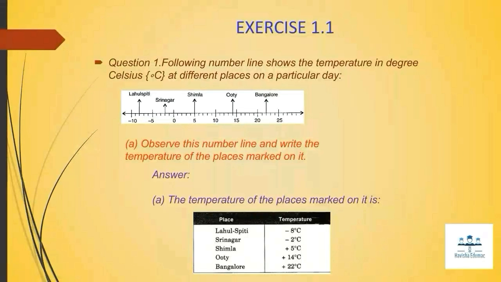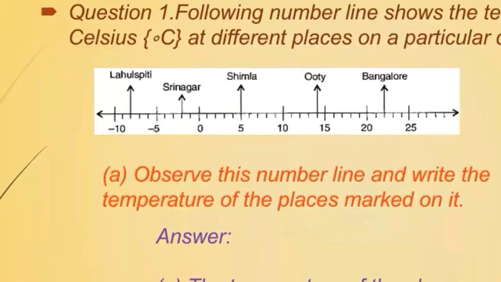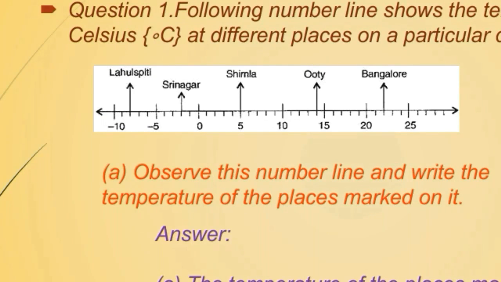Now let us see some questions based on integers. Question number 1. The following number line shows the temperature in degrees Celsius at different places on a particular day. First part of the question. Observe this number line and write the temperature of the places marked on it. Lahaul Spiti is between minus 10 and minus 5 Celsius. So Lahaul Spiti is minus 8 degrees Celsius.